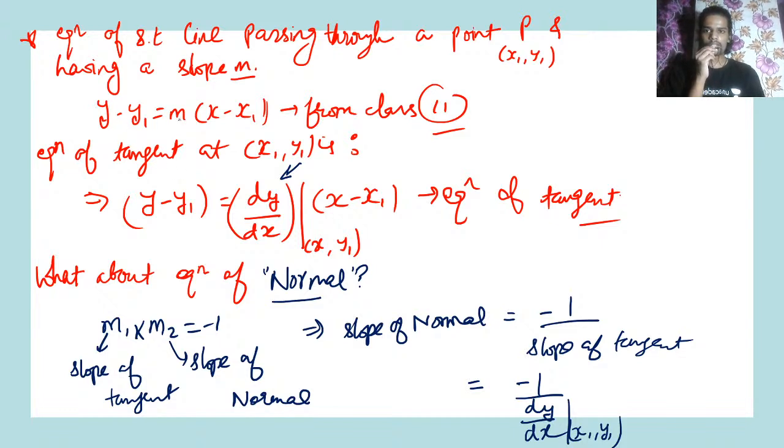Anyway, so y minus y1 equal mx minus x1. This is what you should know. So equation of tangent at x1 comma y1 should be y minus y1, slope is dy by dx. This is the slope, x minus x1. So y minus y1 equal dy by dx, x minus x1. This is the equation of tangent. Okay.